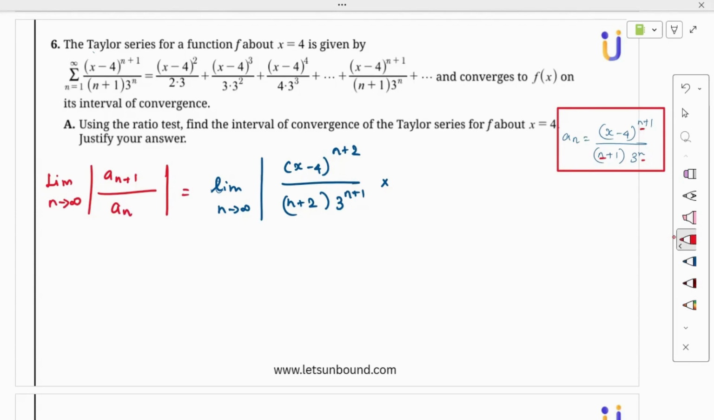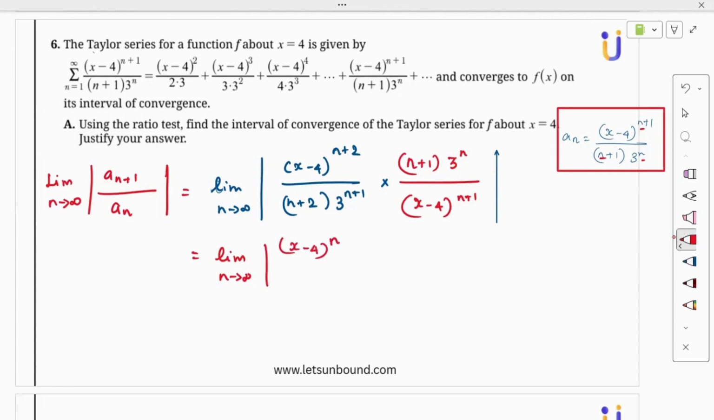What is the reciprocal of a sub n? It is (n plus 1) times 3 to the power n, divided by (x minus 4) to the power n plus 1. Now we need to simplify as much as possible, then apply the limit as n goes to infinity. So the limit as n goes to infinity of (x minus 4), with n plus 2 and n plus 1. If we cancel, it will be (x minus 4) raised to the power n.